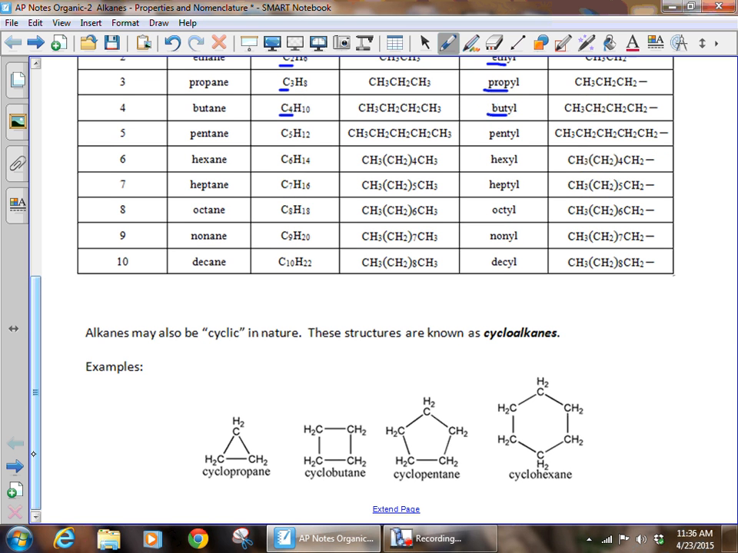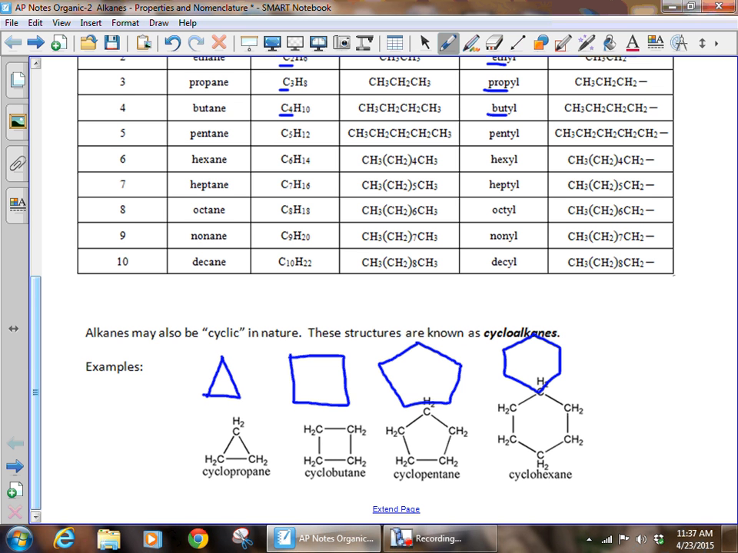Alkanes can also be cyclic in nature, and when they are, they're called cycloalkanes. We have an example of the first few cyclic alkanes here. Most of the time, cyclopropane is written as just a triangle, cyclobutane as a square, cyclopentane as just a pentagon, and cyclohexane as a hexagon.